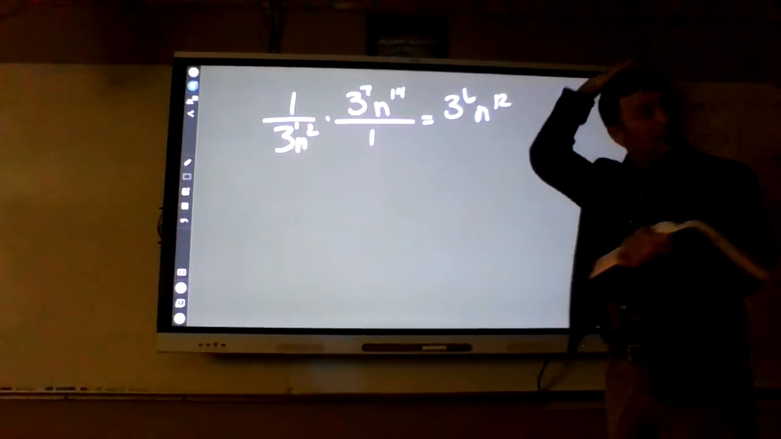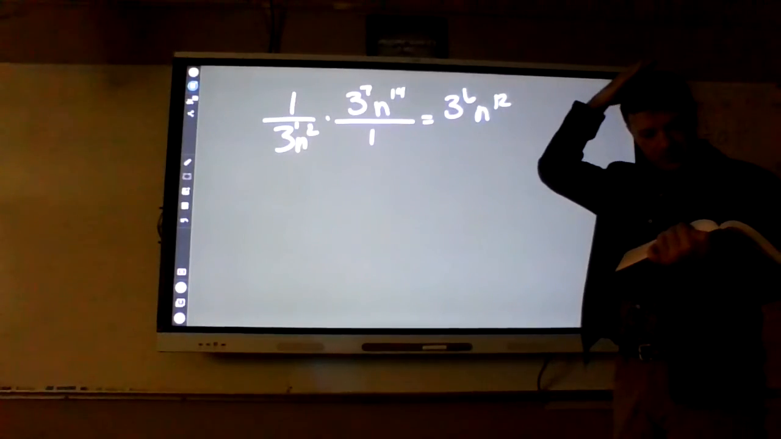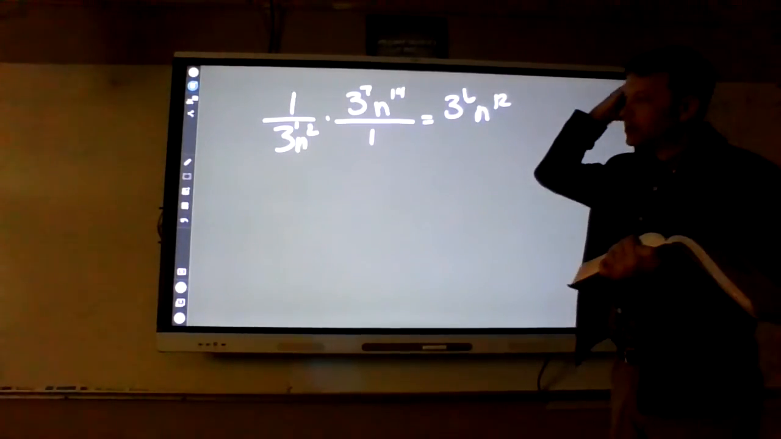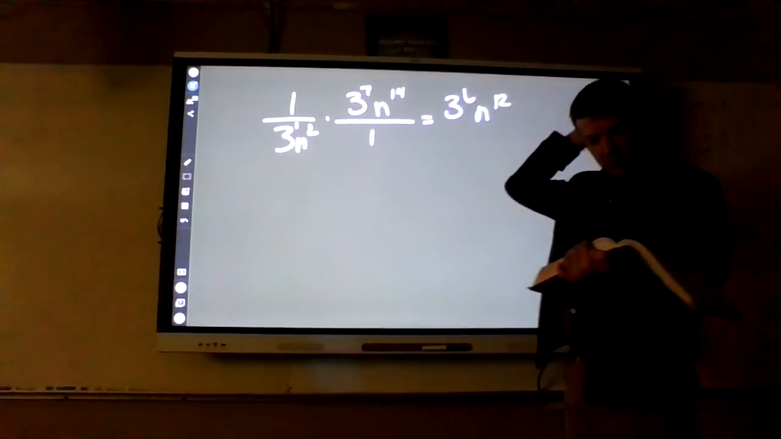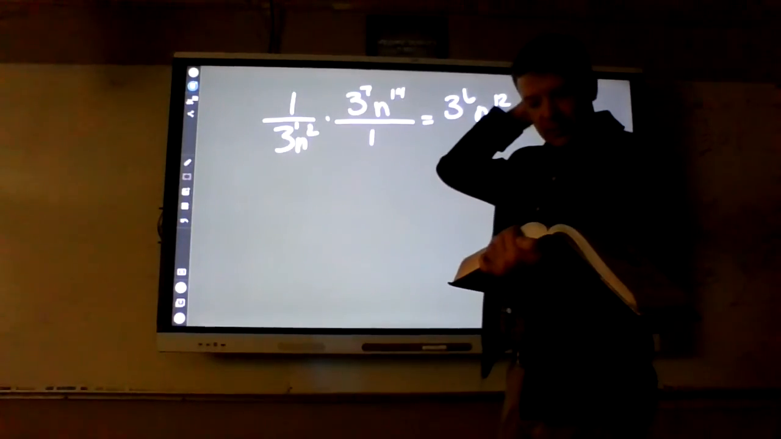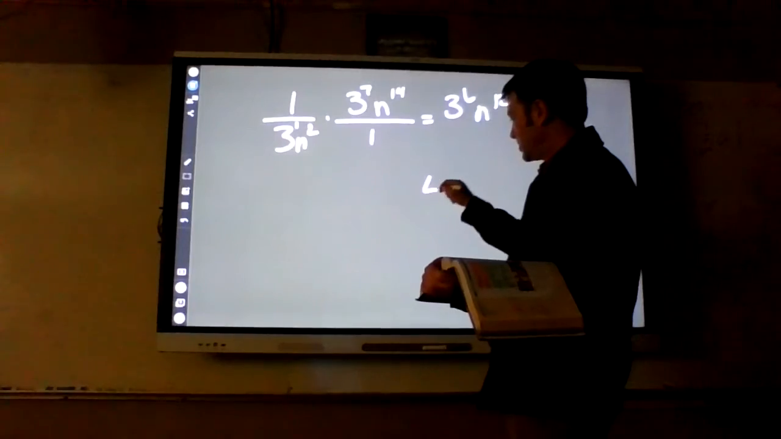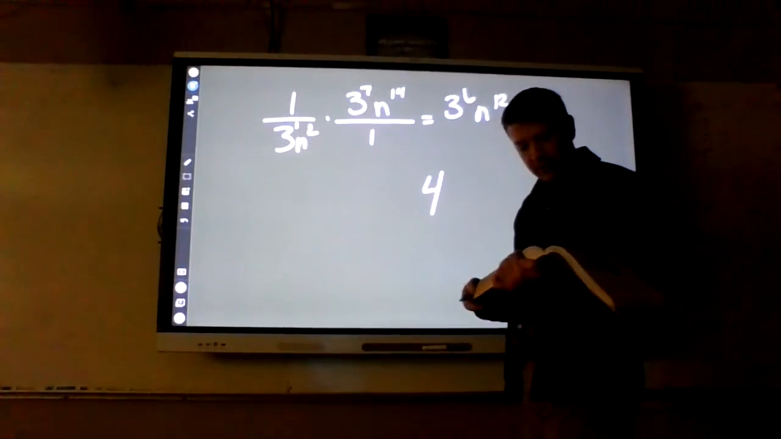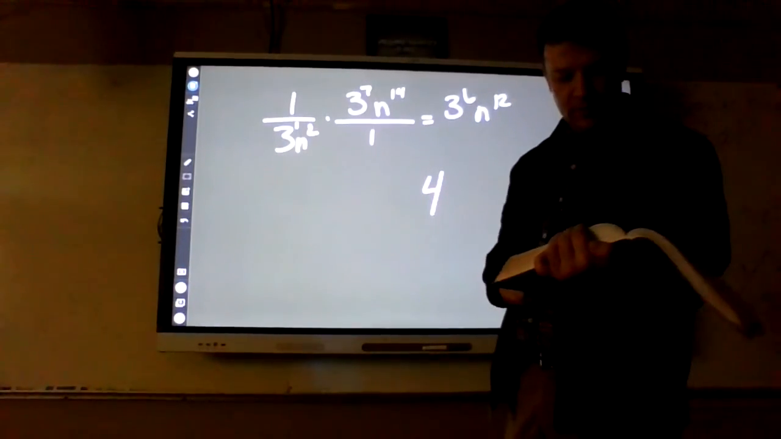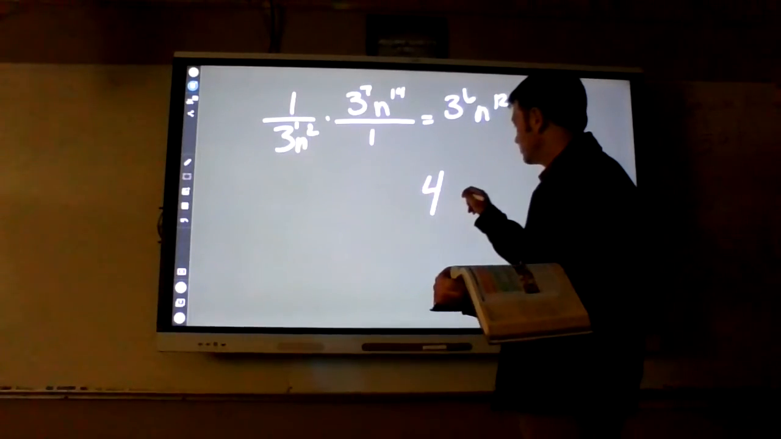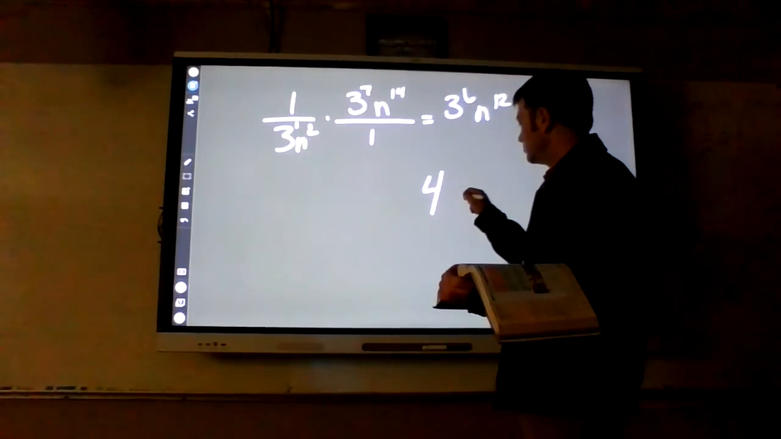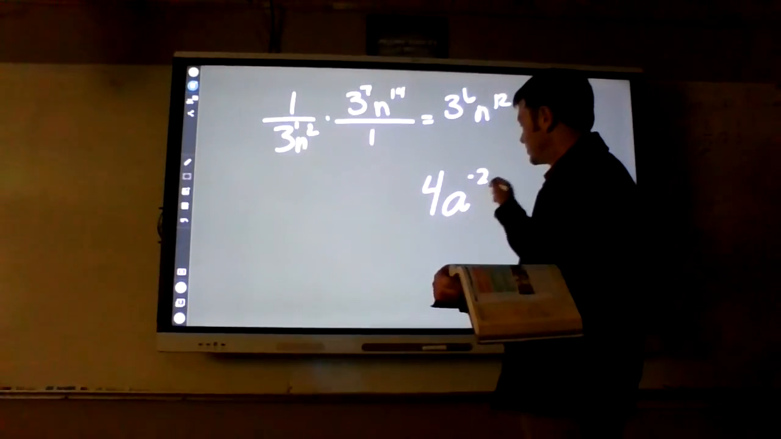Alright, 2 more. This one and then 1 more. We're going to number 26. Okay, so the top is 2 squared, so I'll just change that to a 4. And then a to the negative 1 squared, what would that be? A to the negative 2. I'll just leave that one for now.